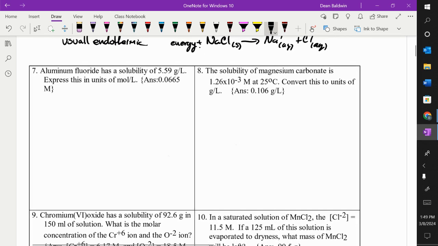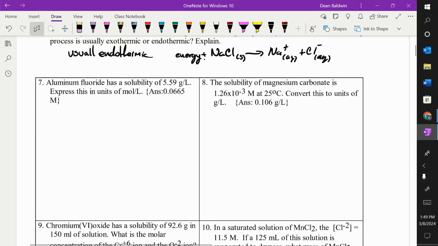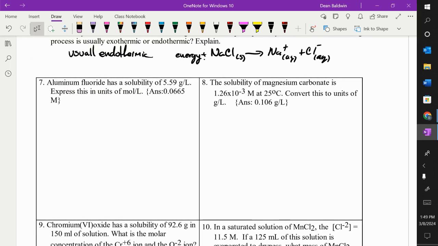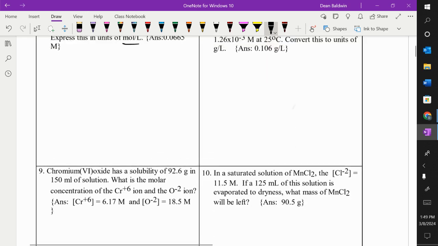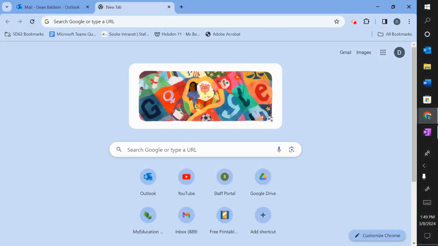So, do you think you can answer these 4 questions? It's basically unit conversions. Convert the solubility of aluminum fluoride to moles per liter, and so on, whatever they ask. And then I can grab some stuff and we can talk about the next little bit. And the answers are there.